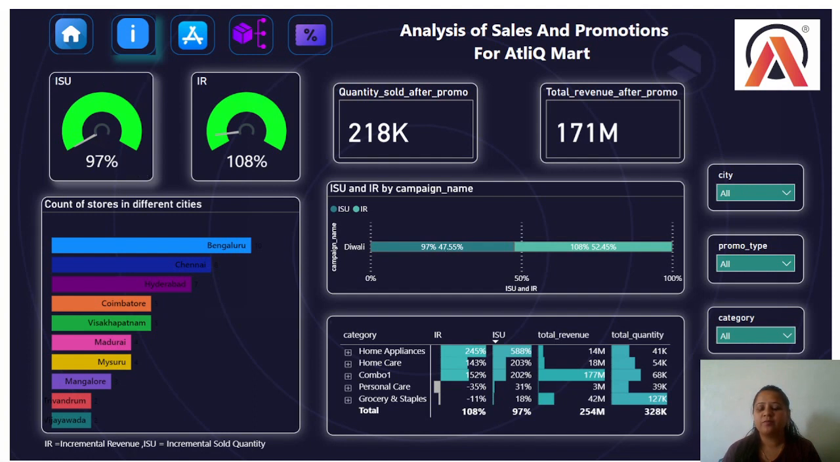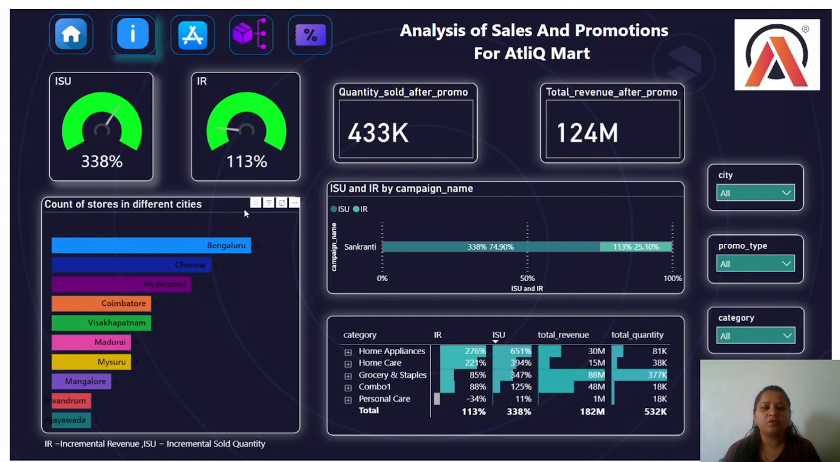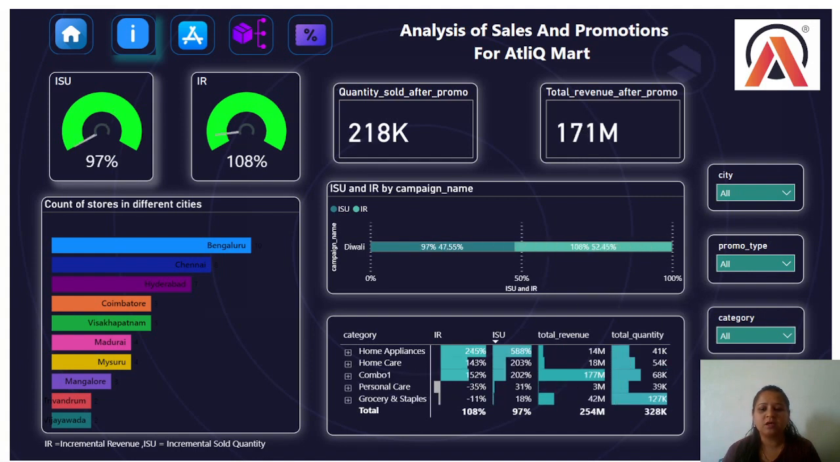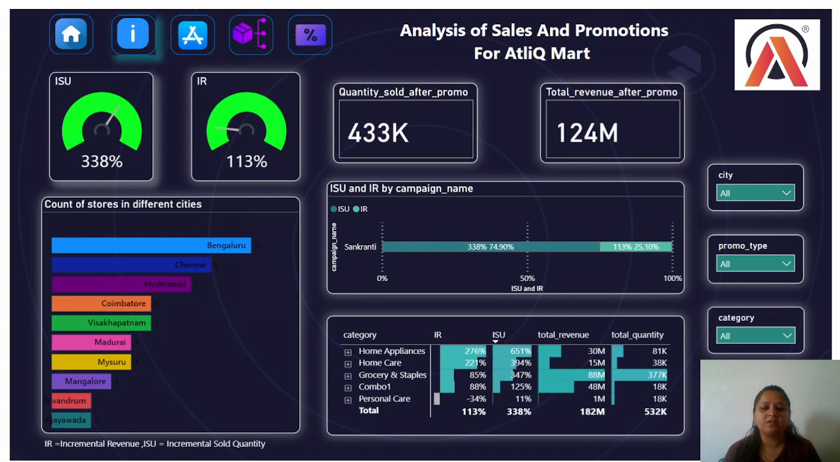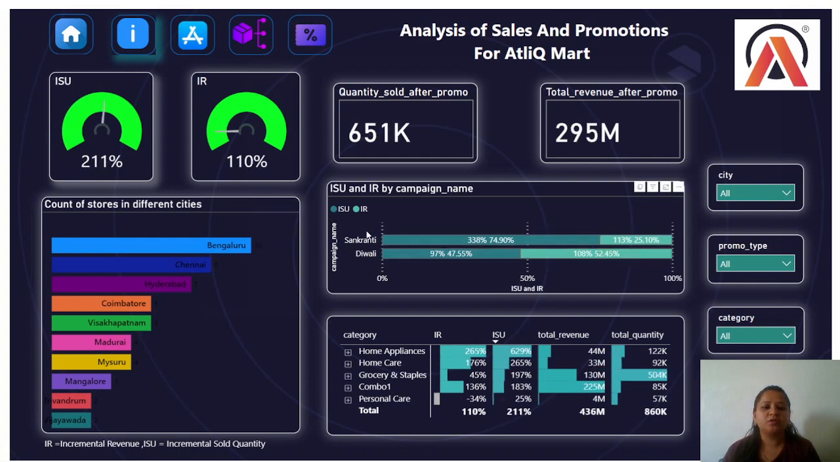Then I am clicking on Sankranti. Then it shows the data for Sankranti. The total quantity sold is 433K and the total revenue is 124 million. The incremental revenue is 113% and the incremental sold quantity is 338%. So obviously it has a higher value than Diwali, so the sales growth is higher in Sankranti.